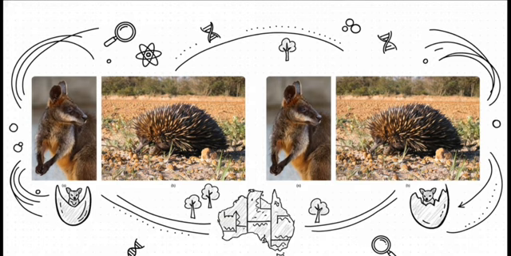And speaking of endemic species, Australia is like the ultimate case study. I mean, look at these two. On the left, a wallaby, and on the right, an echidna. You've got a mammal with a pouch next to a mammal that lays eggs. When you isolate a whole continent for millions of years, evolution gets really creative.